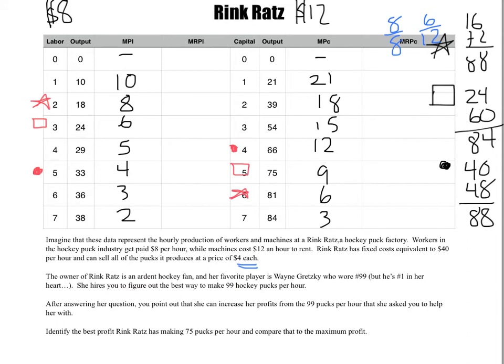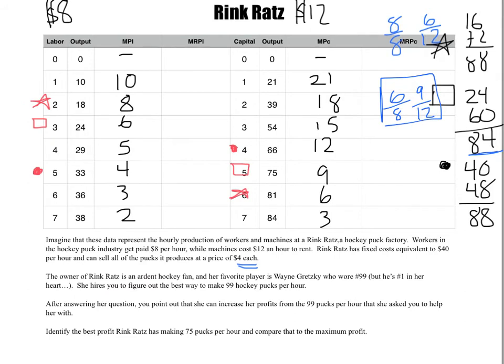So let's turn our attention to what we know to be the correct answer. 6 marginal product over a price of $8, and compare that to the 5th unit of capital. It has a marginal product of 9 and a price of 12. And 6/8 is actually equal to 9/12. They're both reduced to 3/4. So we know that that is something that satisfies the least cost rule, and that's good news for us because we know that that's the least cost to make 99 hockey pucks.